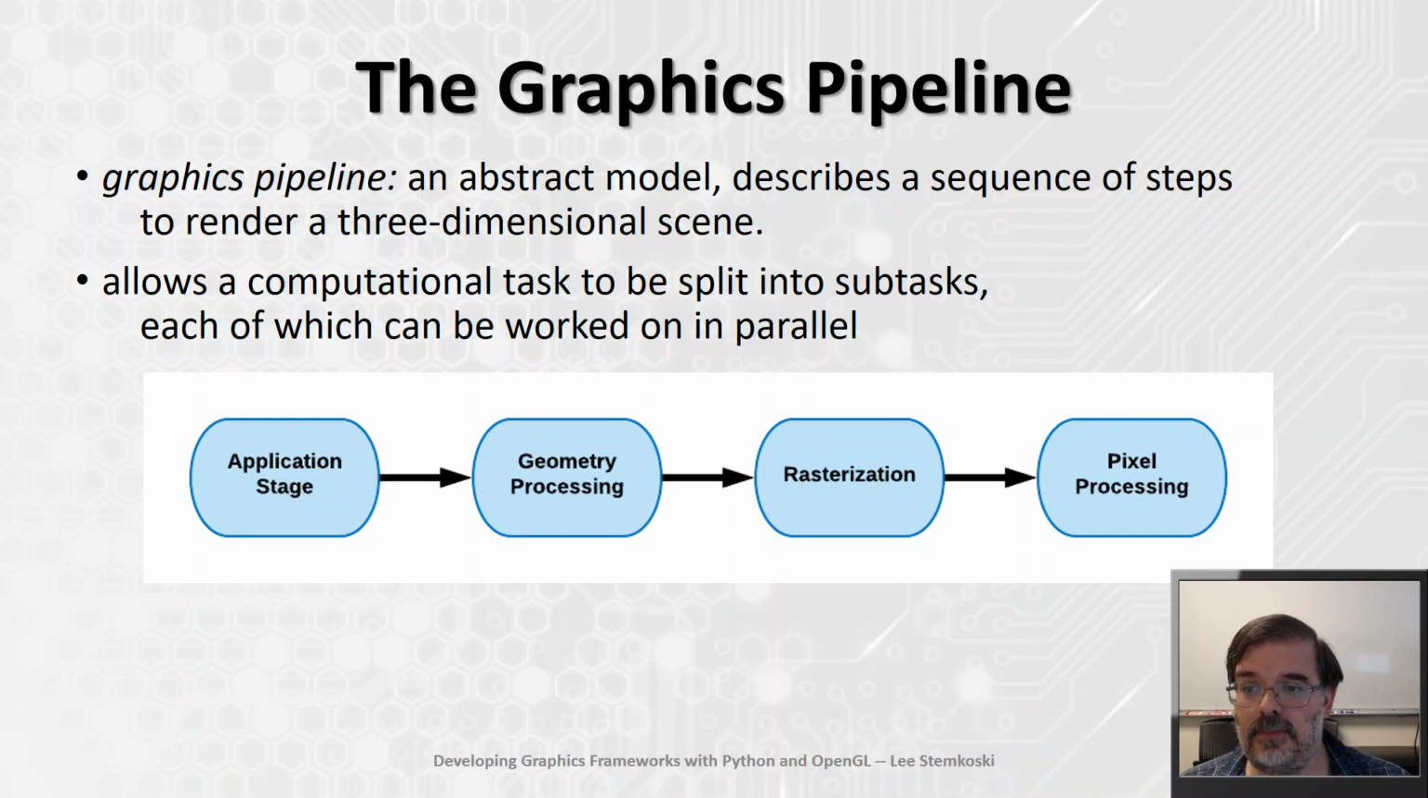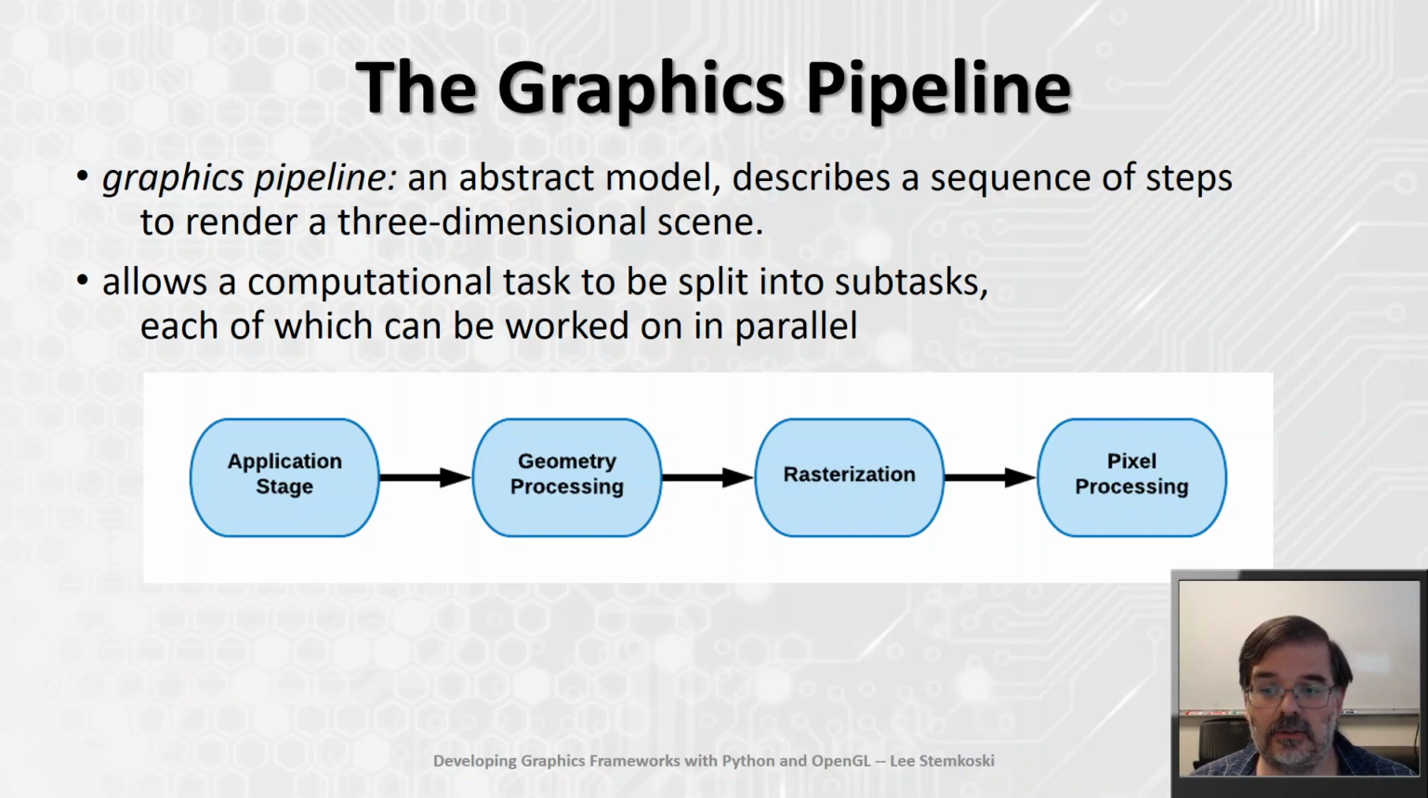A graphics pipeline is an abstract model that describes a sequence of steps that's needed to render a three-dimensional scene. Pipelining allows a task to be split into subtasks, each of which can be worked on in parallel, similar to an assembly line for manufacturing products in a factory, which increases overall efficiency. Graphics pipelines increase the efficiency of the rendering process, enabling images to be displayed at faster rates.